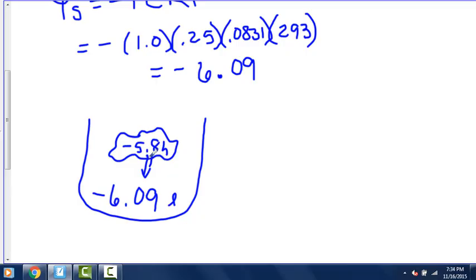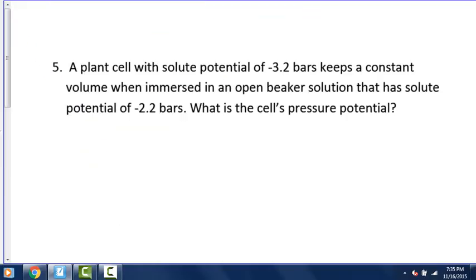But again, I'm going to draw a little arrow going this direction to show water's also going to move in. These are also pretty close, so it's going to reach isotonic very quickly. But in comparison, the root tissue right now is hypotonic, and this liquid has a lower water potential, so it's considered hypertonic. All right, next question.